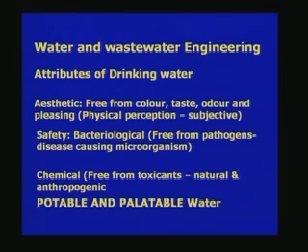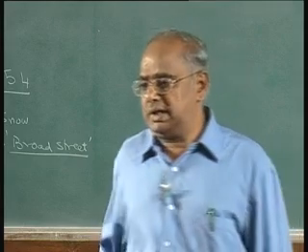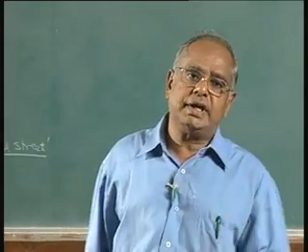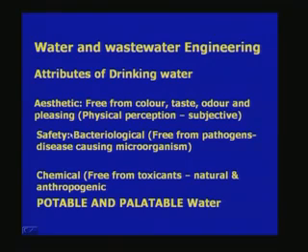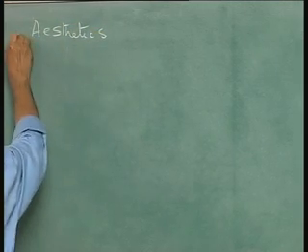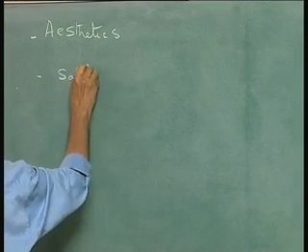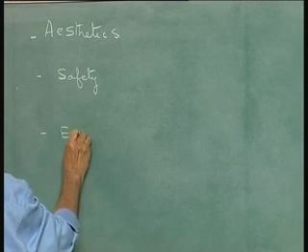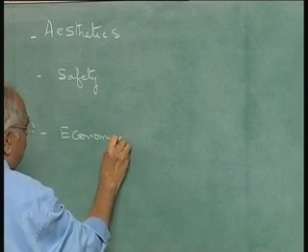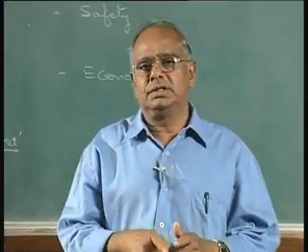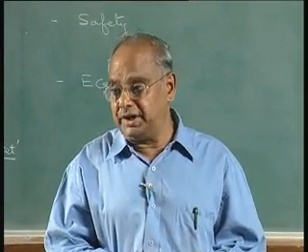Now if you want to see the attributes of drinking water, attributes are some qualities of water, whether the water conforms to particular standards. First of all, there are three attributes I can say before I go to the standards. One is aesthetics, second is safety, third is economics. So there are three attributes. I would like to write here: aesthetics, safety and economics. Any water you produce should be able to meet these three attributes.